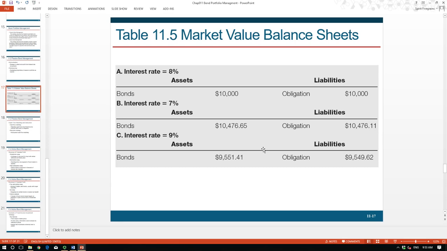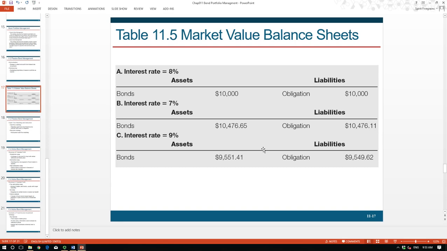So the problem here is that if the durations of liabilities and assets are mismatched, the company may suffer huge losses due to interest rate risk. And so a smarter strategy here is to find a way to immunize the insurance company's operation from any attack from interest rate changes. So here you have three scenarios.